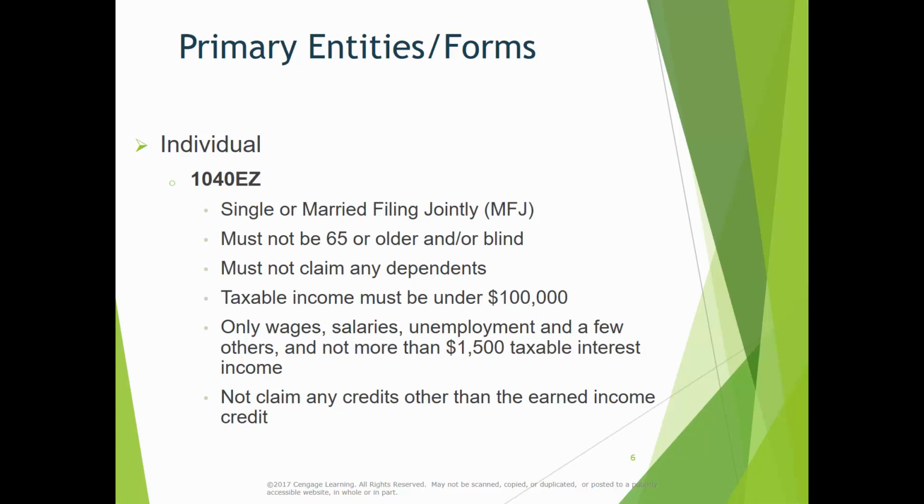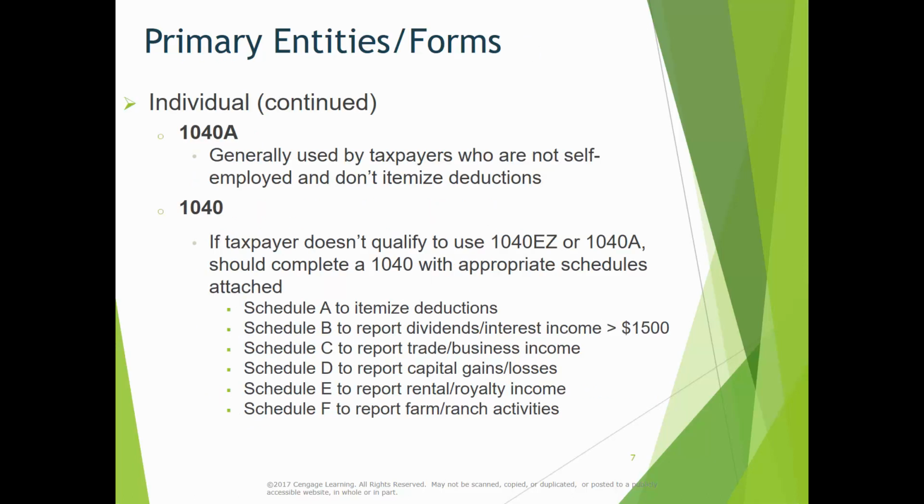Okay, so here is what you have to do. Thanks, Janice. Here's what you have to comply with to be able to file a 1040EZ: 100 grand or less, no dependents, no credits other than EIC. 1040A, this is for, say, I've got some kids and I've got a W-2, I'm going to fill out a 1040A. And then a 1040 is for everyone else.